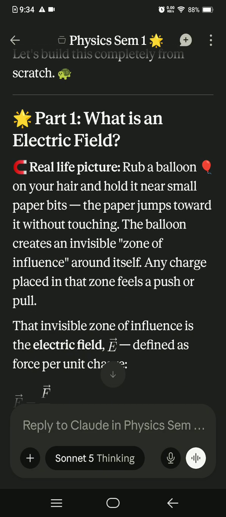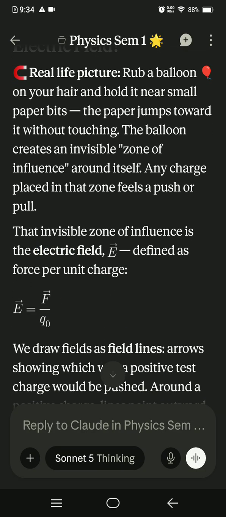Real life picture: rub a balloon on your hair and hold it near small paper bits. The paper jumps towards it without touching. The balloon creates an invisible zone of influence around itself. Any charge placed in that zone feels a push or a pull. That invisible zone of influence is called electric field, defined as force per unit charge.